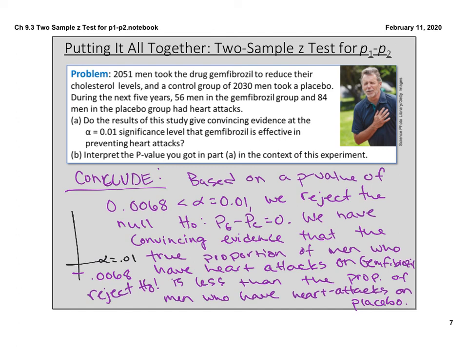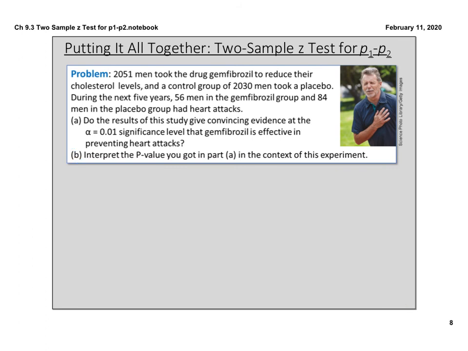Okay, now let's actually look at part B. I'm going to go to the next slide here. So in part B, interpret the p-value. What does that mean? So here's what our p-value means. If we assume that H0 is true, that the null, that's an important statement to make.